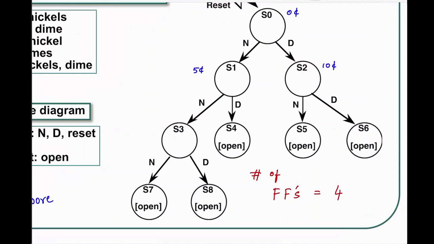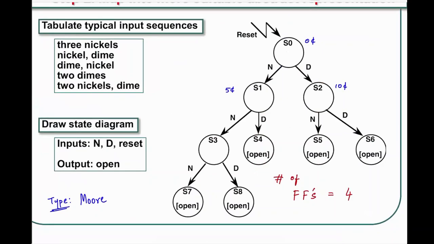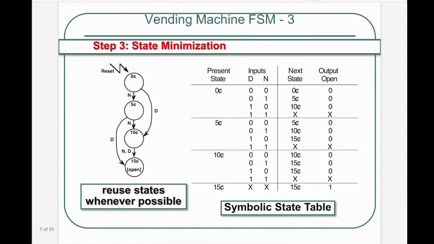But when I'm using 4 flip-flops, I don't really care about states 9 through 15 because they are not part of my diagram. So I could have used 4 flip-flops to get this done with 9 states. But step number 3 is, can you minimize the number of states?